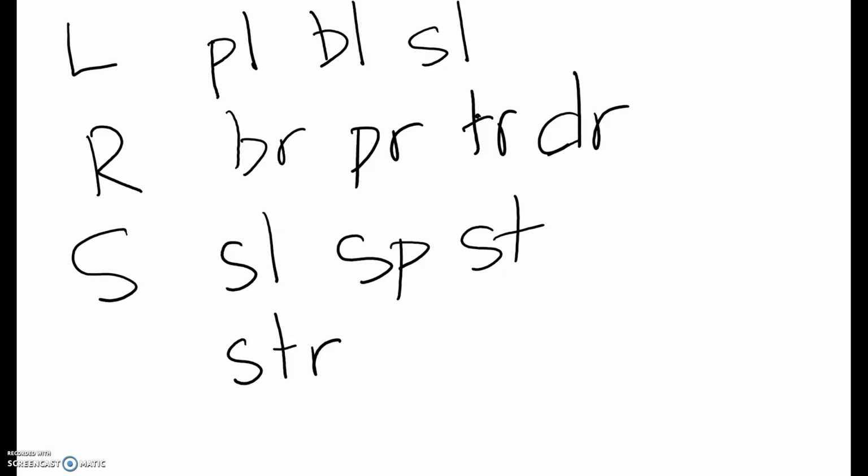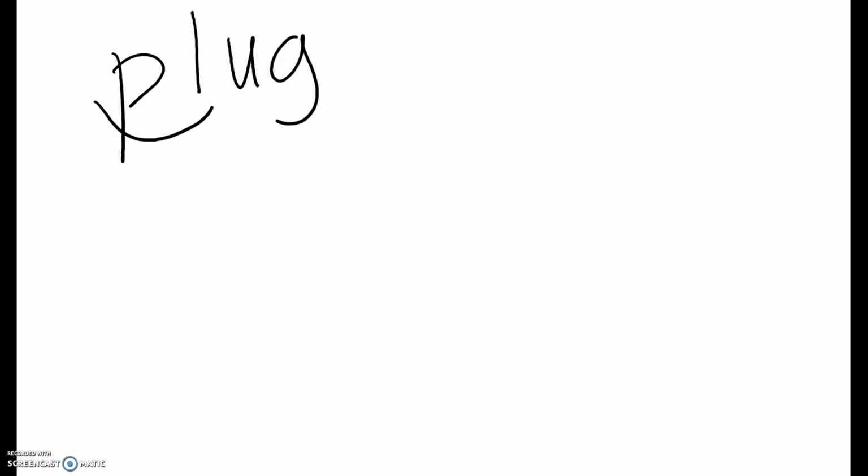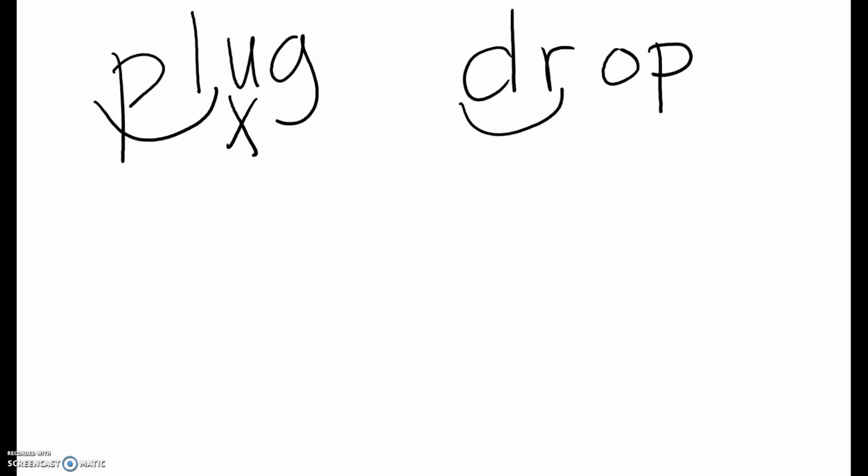So as we work on these blends, when we mark them, we're going to mark them a little bit differently. So for example, if I was to write down the word plug, I would blend the PL and mark my vowel. If I did the word drop, I would arc my DR and mark my vowel.